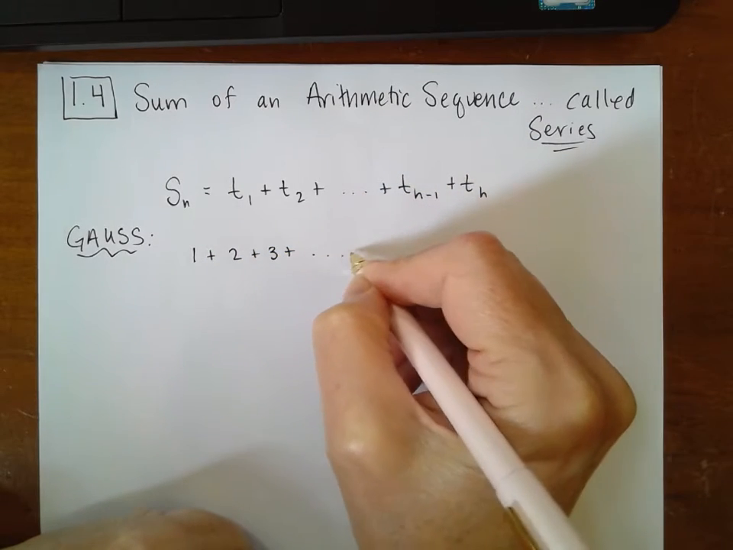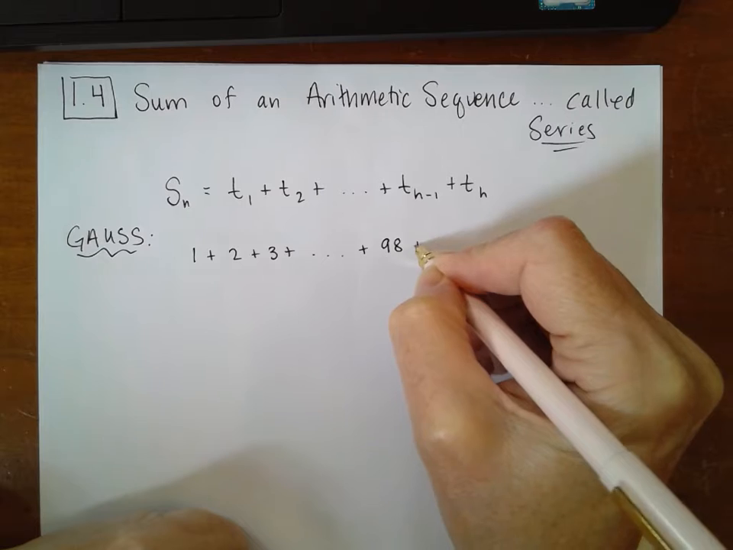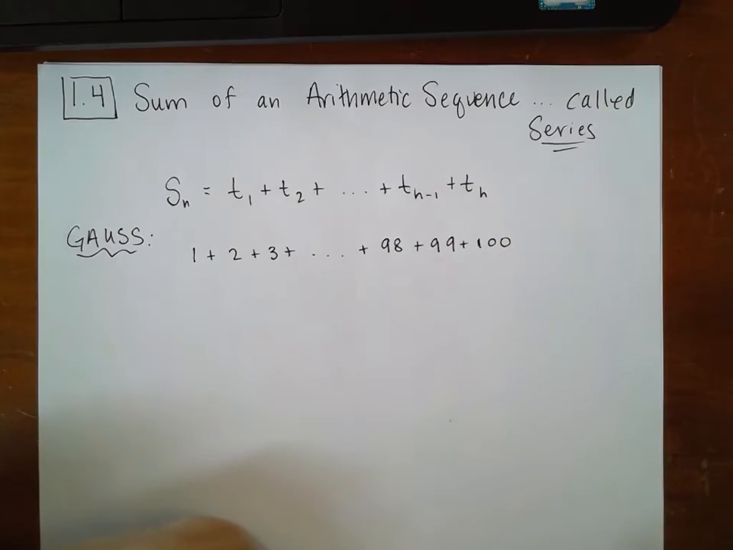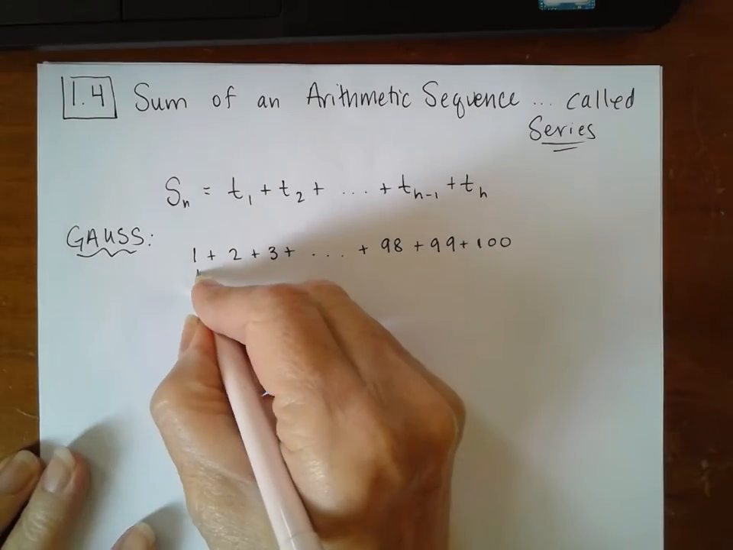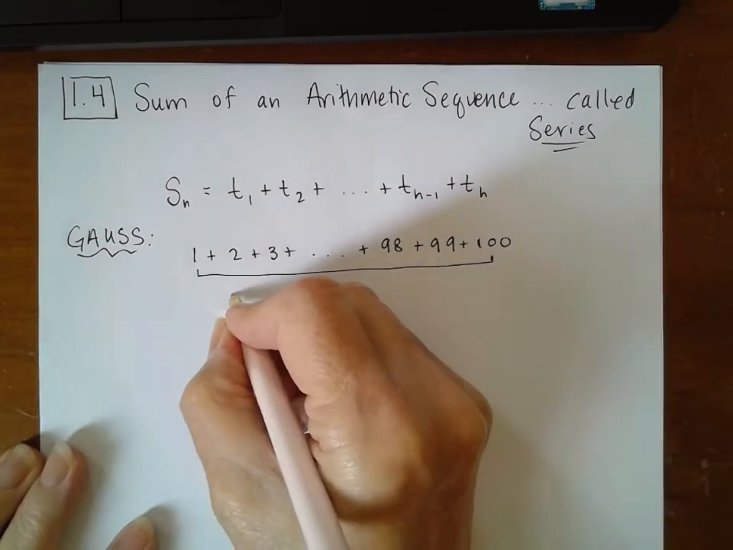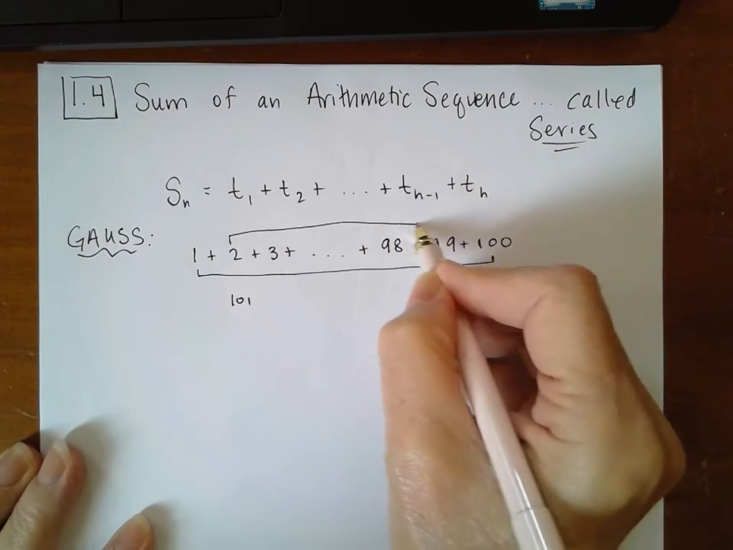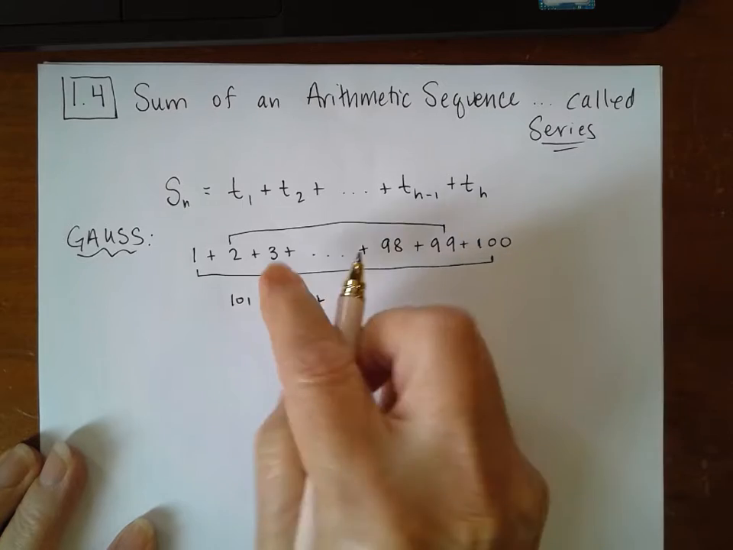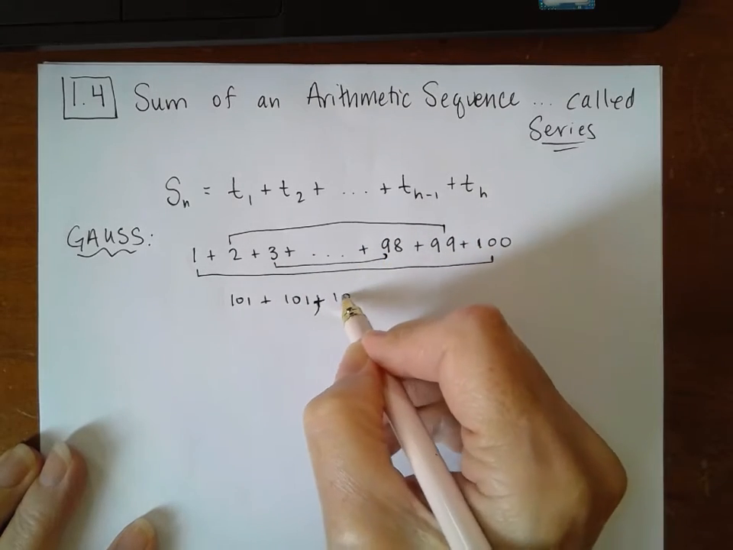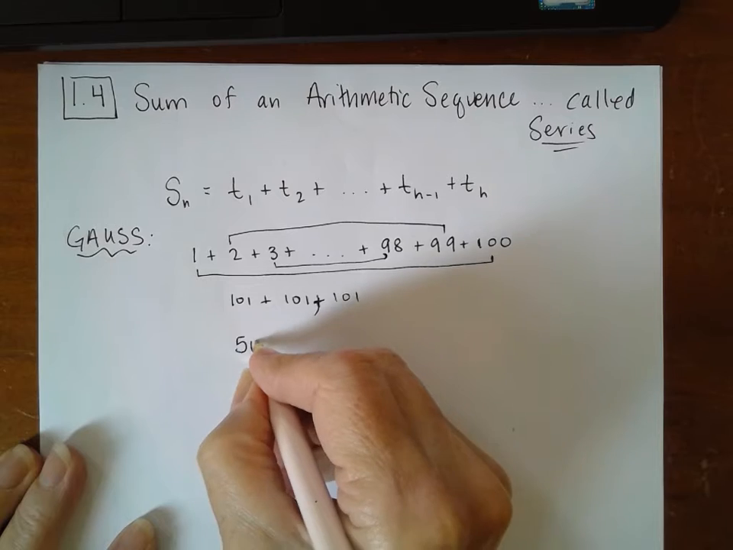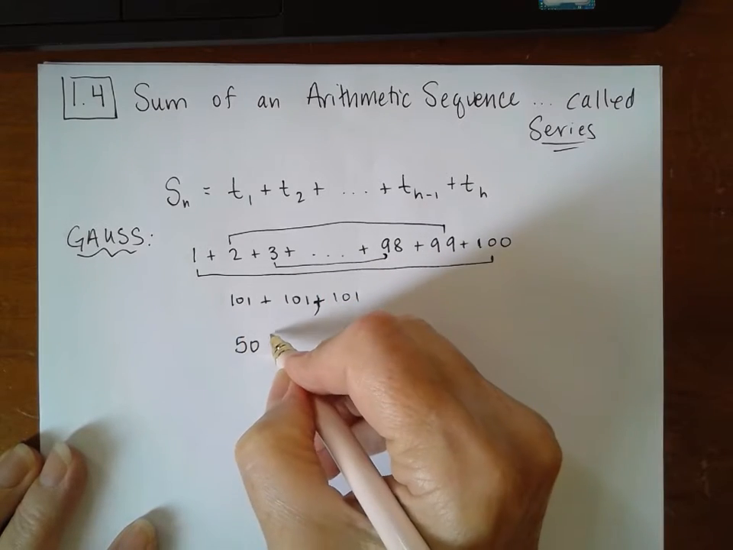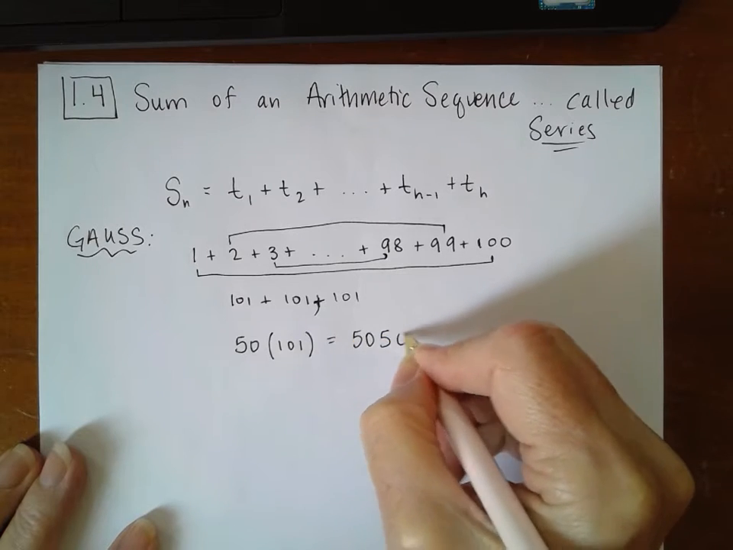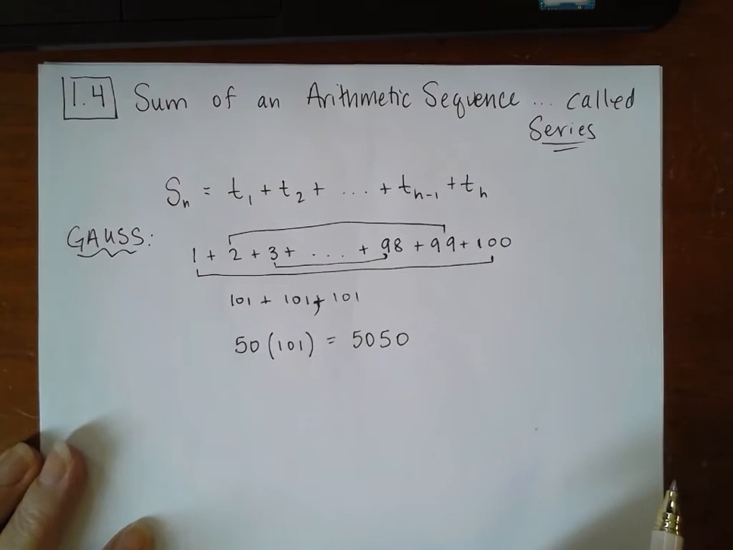He said, okay, I've got to add all these numbers up. This meaning, all the stuff in between, so 4, 5, 6, 7, and so on. Gauss said, if I add these two together, I get 101. And if I add these two together, I get 101. And if I add these two together, I get 101. It looks like I'm going to get 50 pairs of 101. So he said to the teacher, it's 5,050. And the teacher probably got really mad because he answered it so fast.